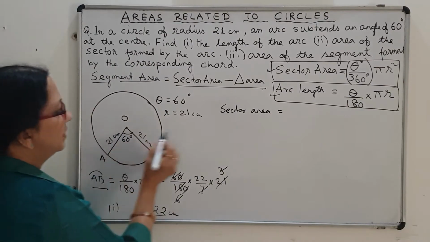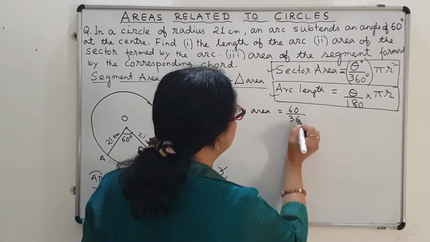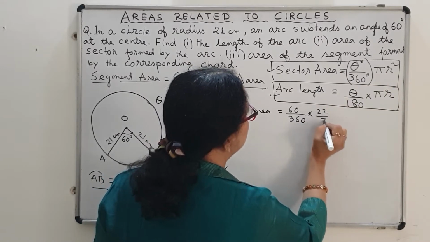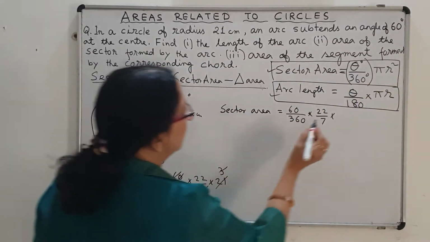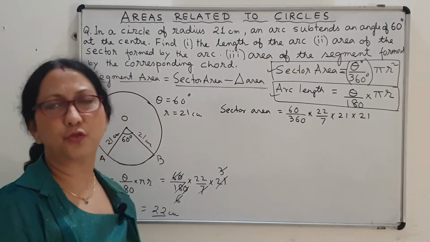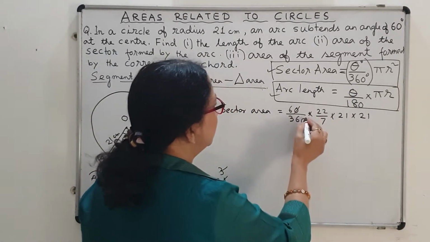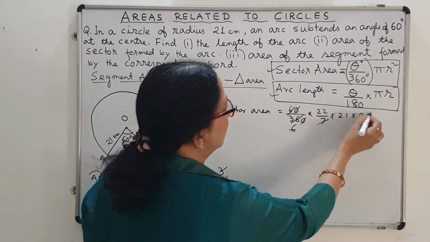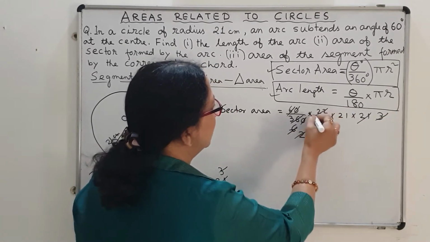Sector angle theta is 60 by 360, and in place of pi I write 22 by 7. Sector formula, r square, r is your 21, so I write 21 into 21. Instead of writing 441, I write it this way, because then my calculation will be easy. 6 is 36, then 3 7s are 21, then 3 2s are 6, then 2 is 11.